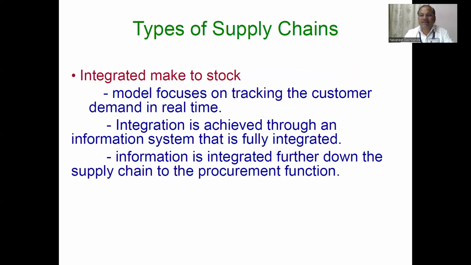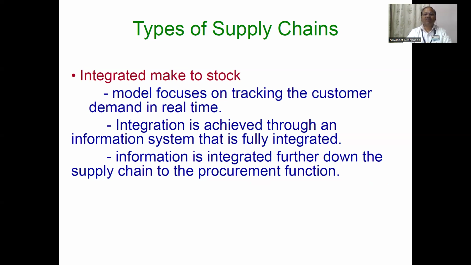So after having said that, let's now move on to the types of supply chains. Integrated make to stock is the first type of supply chain. In this case, the model focuses on tracking the customer demand in real time. Every company wishes to know how many actual sales are going to happen. It requires a tremendous amount of pre-planning and accurate predictions. In real time, whatever demand exists in the market has to be accumulated and compiled. The data has to be compiled.